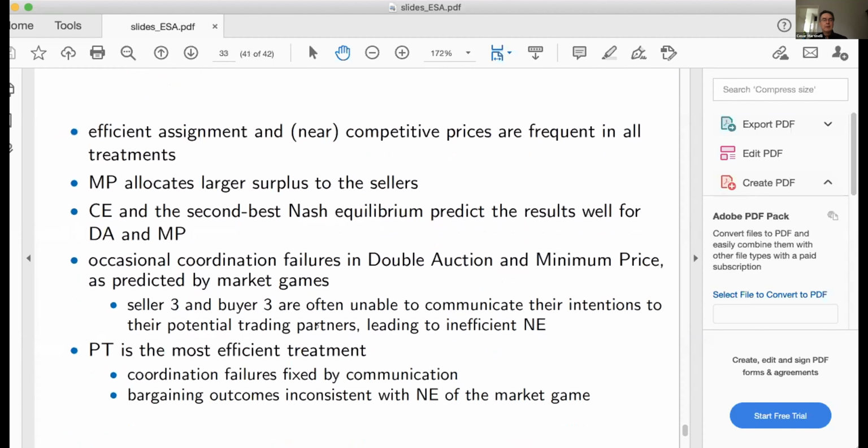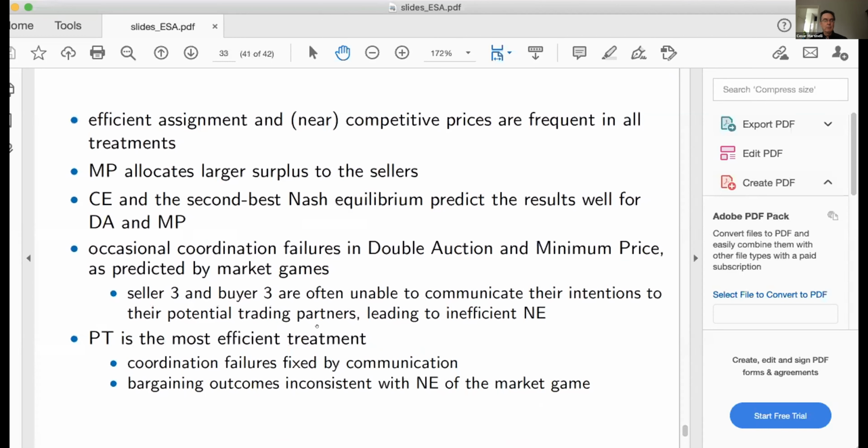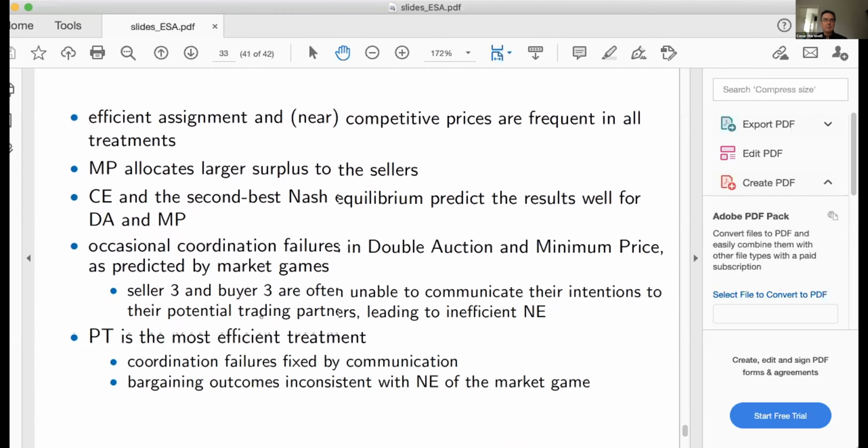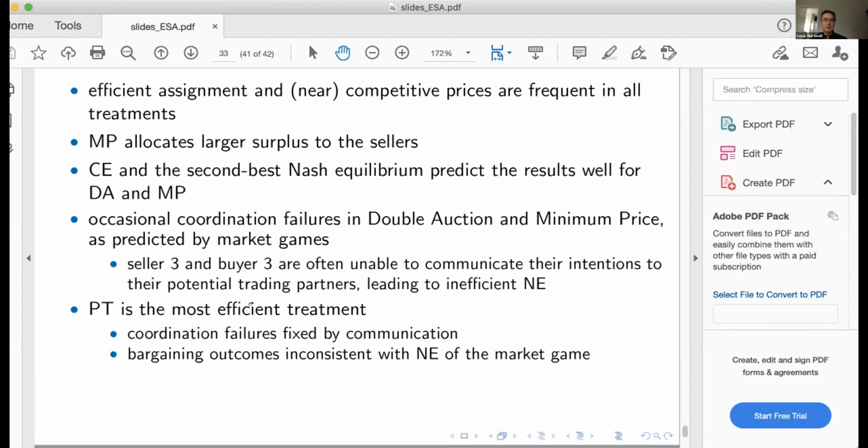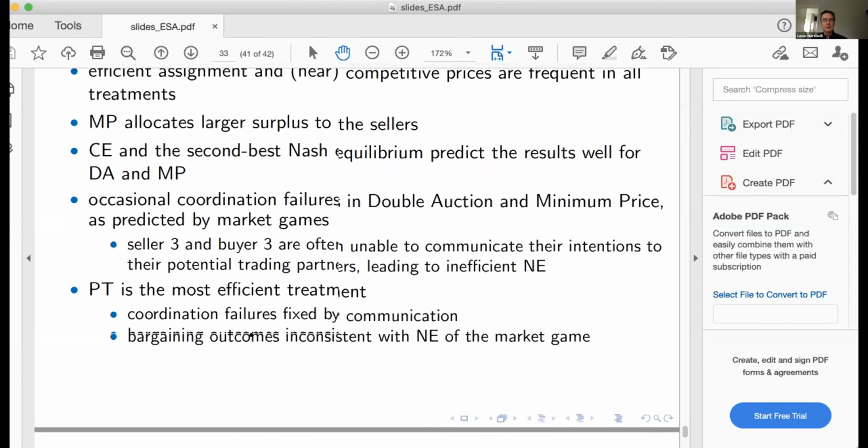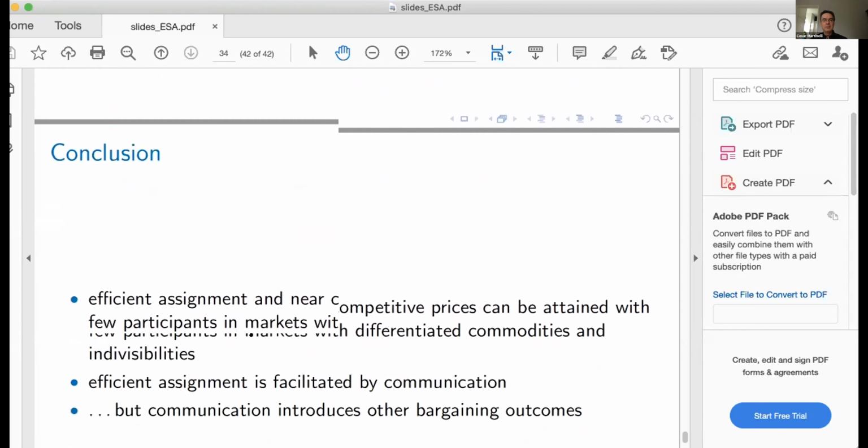Summing up, we have achieved near efficiency and competitive prices. In this example, one of the markets is marginal, and allowing sellers to commit gives them more surplus. The second best Nash equilibrium and competitive equilibrium explain plain auction environments with occasional coordination failures. And bargaining seems to explain deviations of pit trading from competitive.